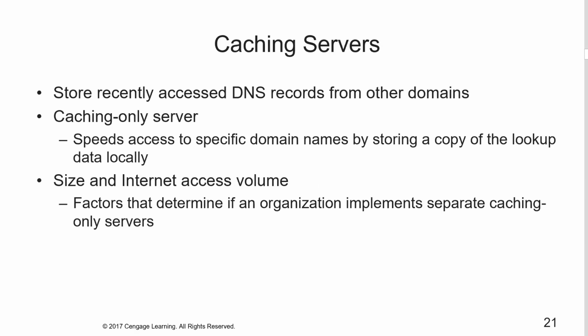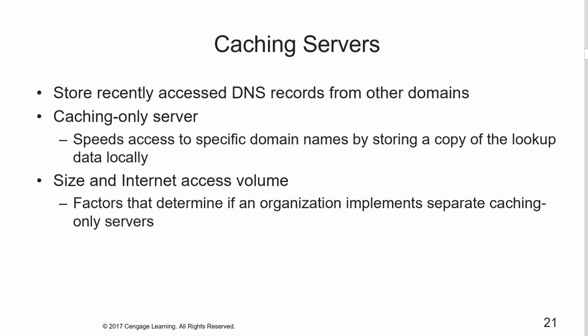Now finally is caching servers. They store recently accessed DNS records from other domains. A caching-only server speeds access to specific domain names by storing a copy of the data locally. Size and internet access volume factors determine if a specific organization should implement separate caching-only servers.